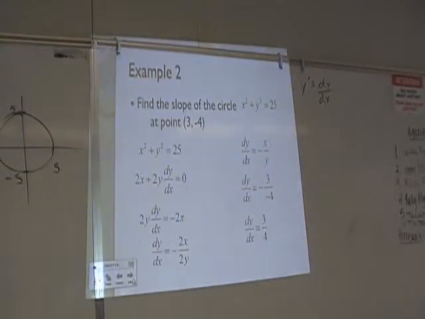Okay, so that's a good place to start. The circle. Compare with the person next to you once you've drawn your tangent line, and see if it looks similar.